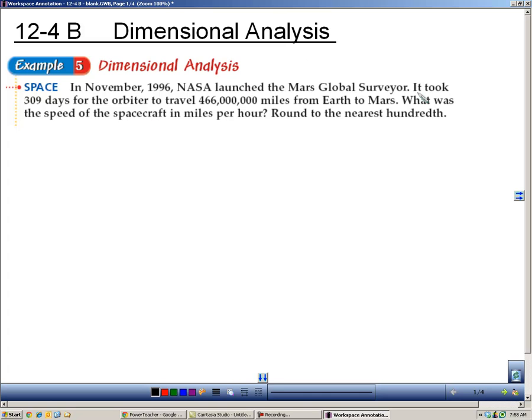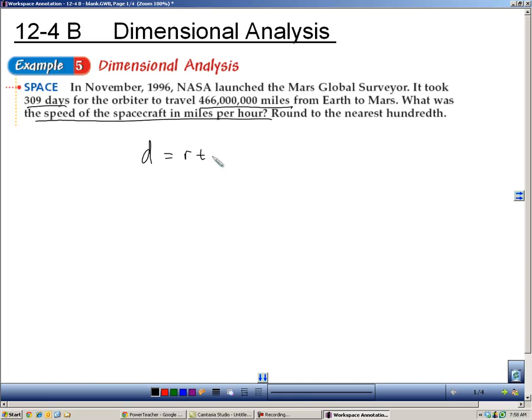In this example, we talk about how it took the Global Surveyor 309 days for the orbiter to travel that many miles, 466 million miles. But we want to know the speed of the spacecraft in miles per hour. So we're given a value of days. We want to convert that to hours. Well, this is a distance equals rate times time problem.